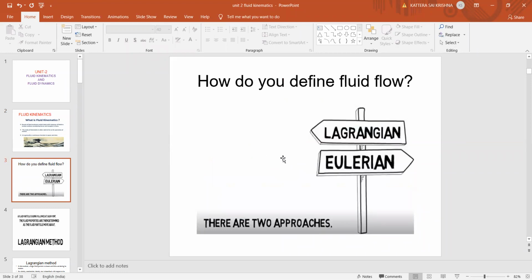And here the fluid motion is generally described by two methods actually. One is your Lagrangian method and the second one is Eulerian method. These are the names of two scientists who gave the fluid motion description by these two methods.